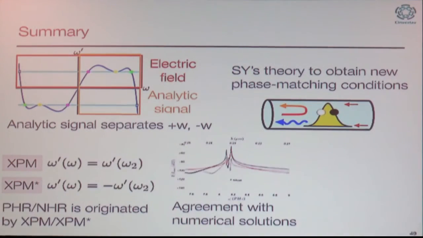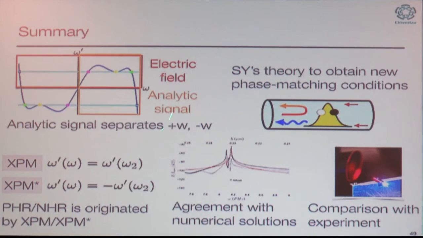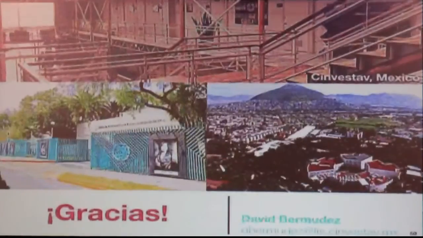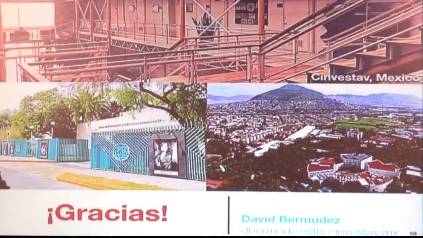So this is my summary. Basically, we can now explain using the analytic signal formalism and the usual theory for the phase matching condition. We obtain these new phase matching conditions for the negative Hawking radiation that agrees with the numerical solutions and with the experiment that I did not talk about, but that we also did in the stimulated case. And these are good pictures of Cinvestav in Mexico.